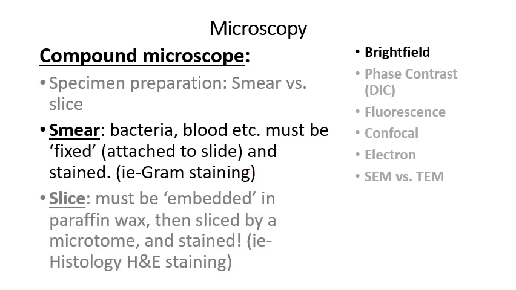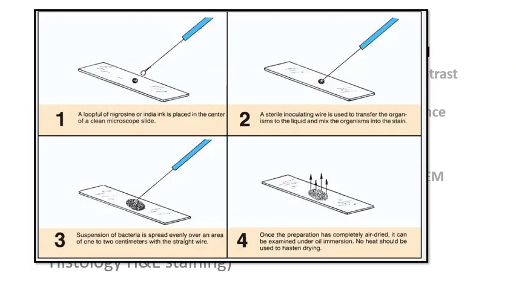Okay, so let's look at making a smear of bacteria. You take a wire loop like this one. You start by putting a drop of water onto the slide, because otherwise the bacteria will end up being smeared too thickly onto the slide.